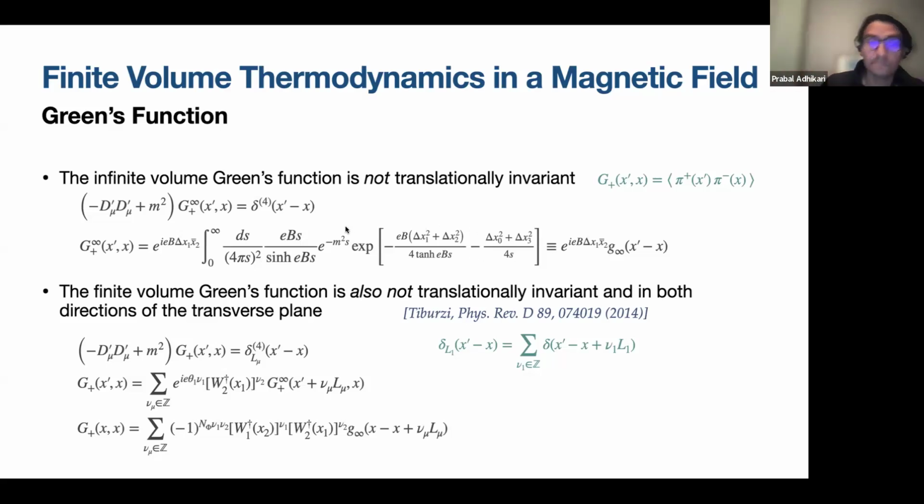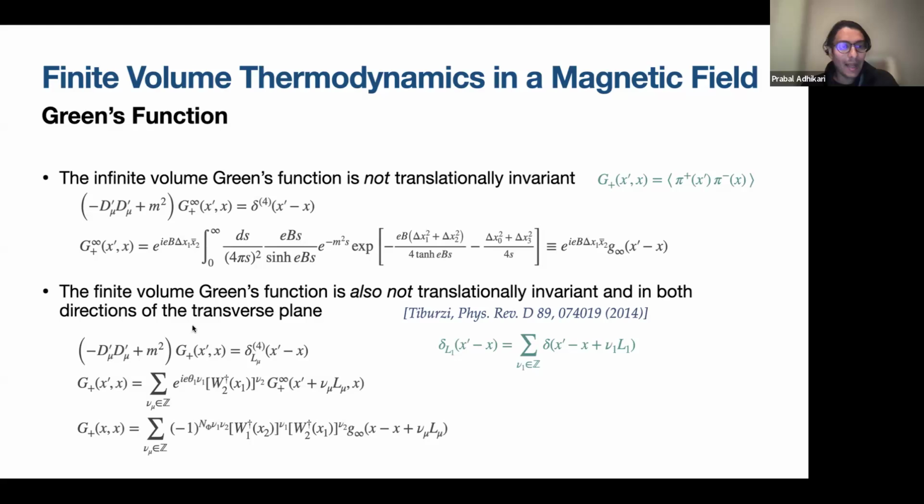And this is fine in infinite volume because in infinite volume, the chiral condensate is homogeneous, and chiral condensates arise due to the coincident Green's function. This translationally non-invariant piece vanishes, and all is good in the infinite volume theory.